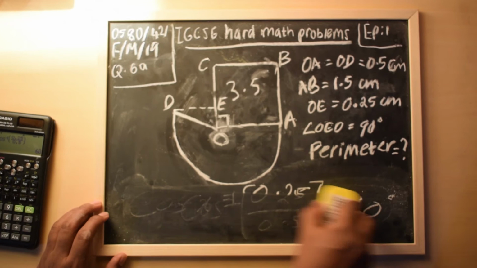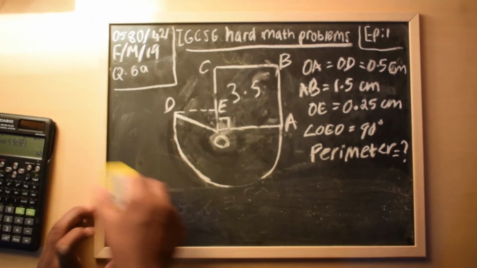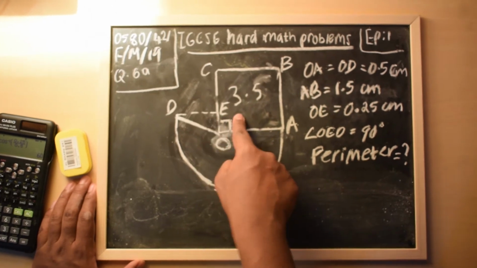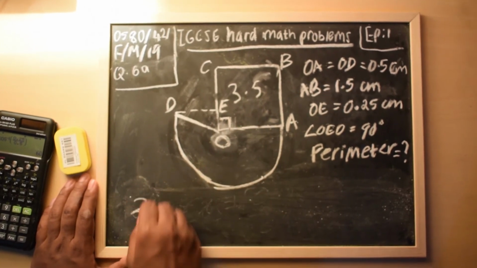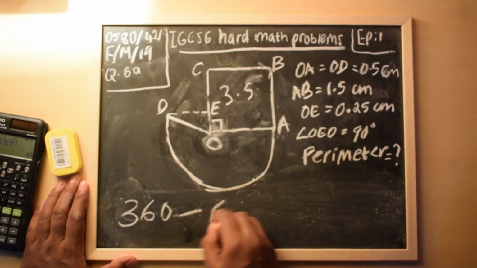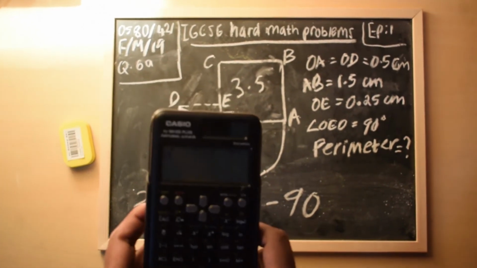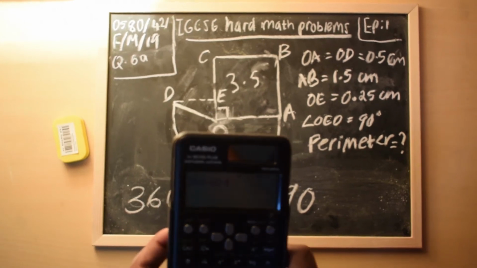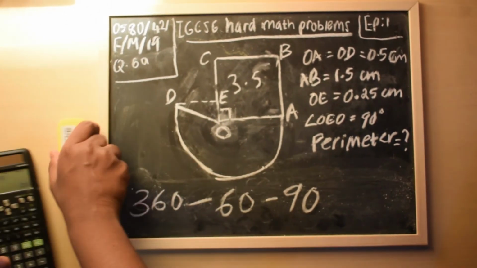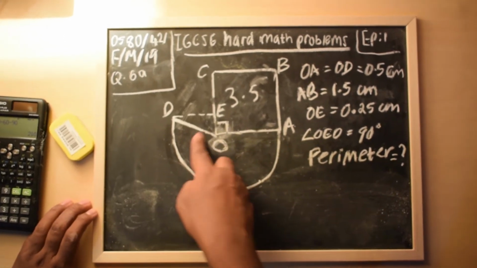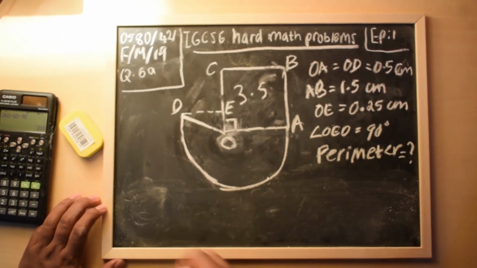So we know that angle, so that is going to be 60. This is 60, this is 90. Now we can find this one. So 360 minus 60 minus 90. So what do we get? 360 minus 60 minus 90, we're going to get 210 degrees. So this big angle is going to be 210 degrees.